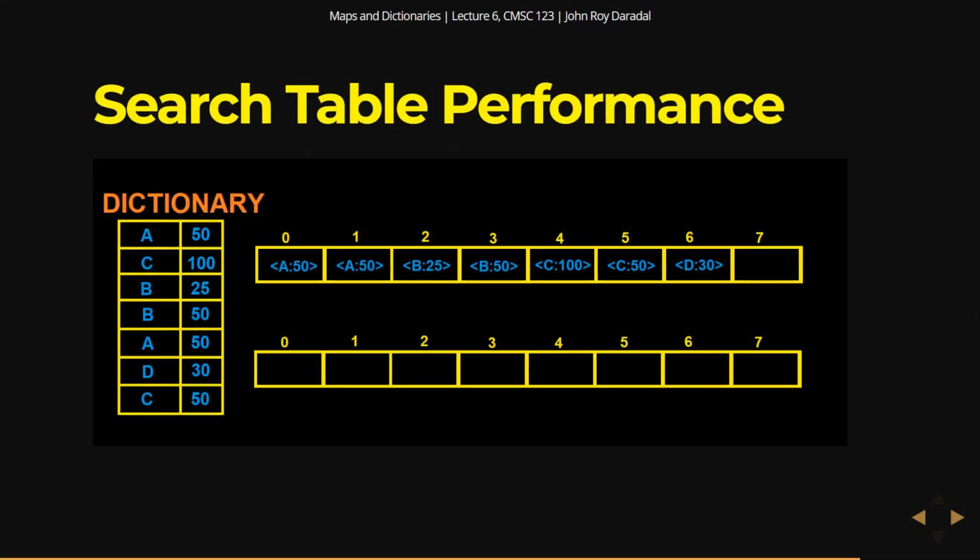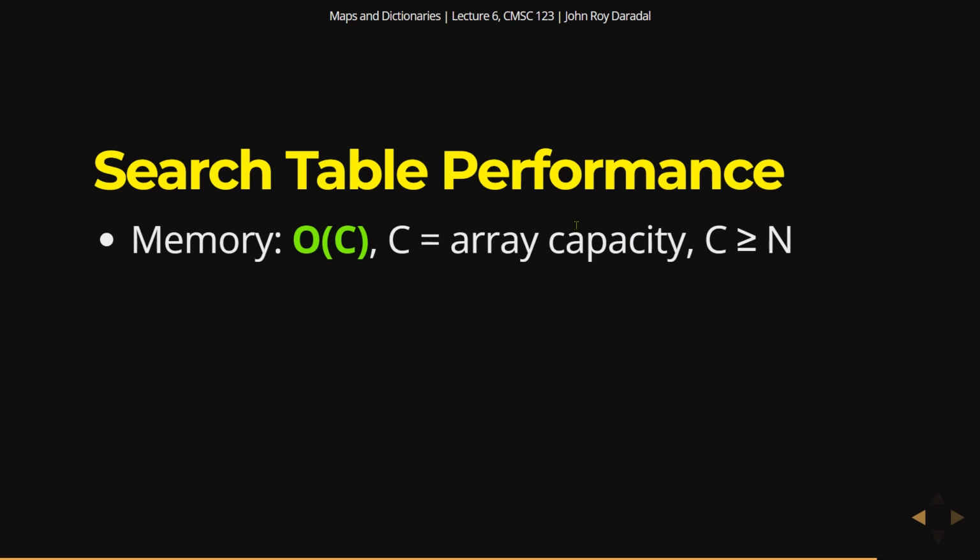Because remember that if we use an array, we need to predefine its capacity. So let's say in here, we predefined it to a capacity of 8, so that's why even if there are only, let's say, 7 entries, the capacity is still 8. Okay, so the memory that we'll use is O of C, wherein C is the array capacity and C should be greater than or equal to n, which is the number of entries in your dictionary.